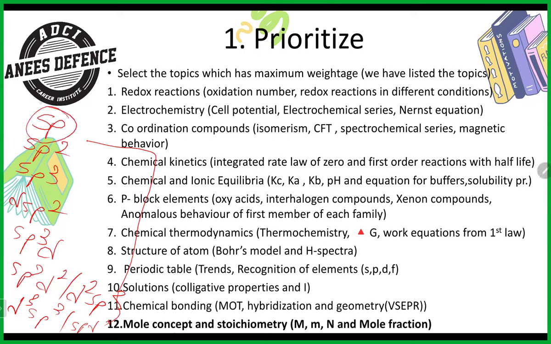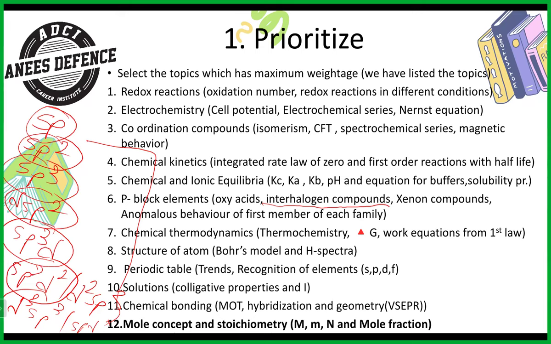In sp, the shape is linear, which we have seen in organic chemistry. sp2 is planar, sp3 is tetrahedral, dsp2 is square planar, sp3d is trigonal bipyramidal, sp3d2 is octahedral, sp3d3 is pentagonal bipyramidal. So the geometry is to be understood, and this is helpful even in solving interhalogen compounds, because interhalogen compounds also have to show a particular hybridization.